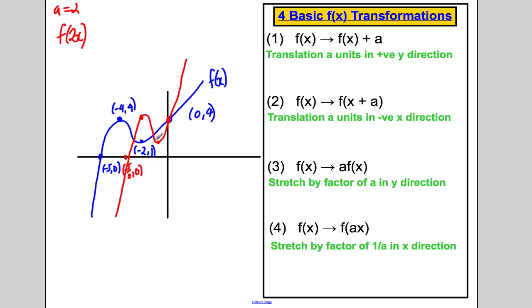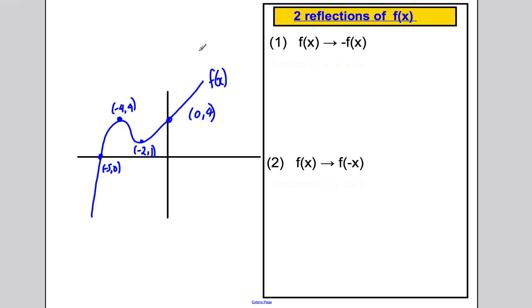This point here would be -1, 1. Okay, so we should be able to label all those points. Okay, they are the basic 4 transformations. Let's move on to reflections that we need to know as well.